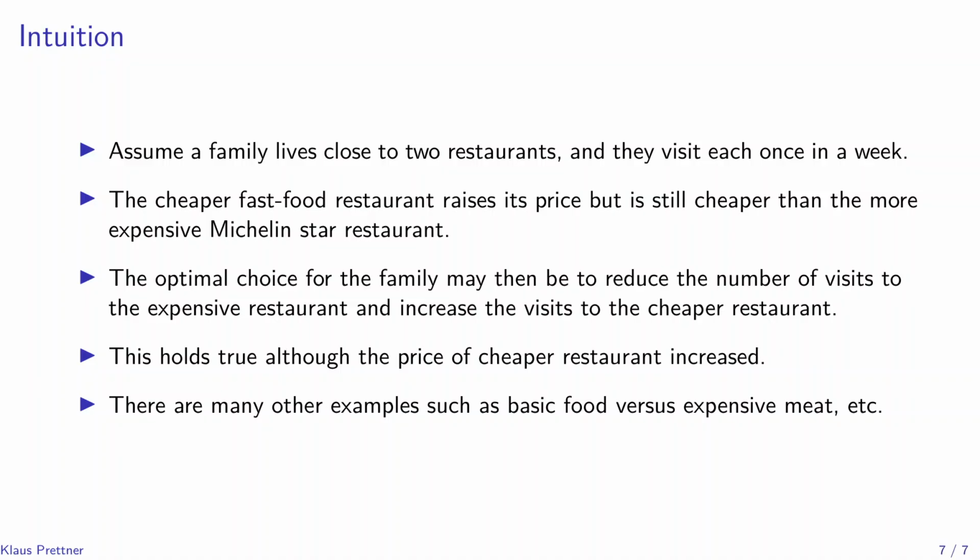For example, if you have basic food versus more expensive meat. So if a family lives close to subsistence and decides to eat meat twice a week, and then there is a basic food that they eat 5 times a week, and then the basic food price increases, then the family could not afford the more expensive food 2 times a week, but would reduce it to once a week and would actually increase the consumption of basic food from 5 times a week to 6 times a week. And that would also imply that the demand increases for the good for which the price increases.